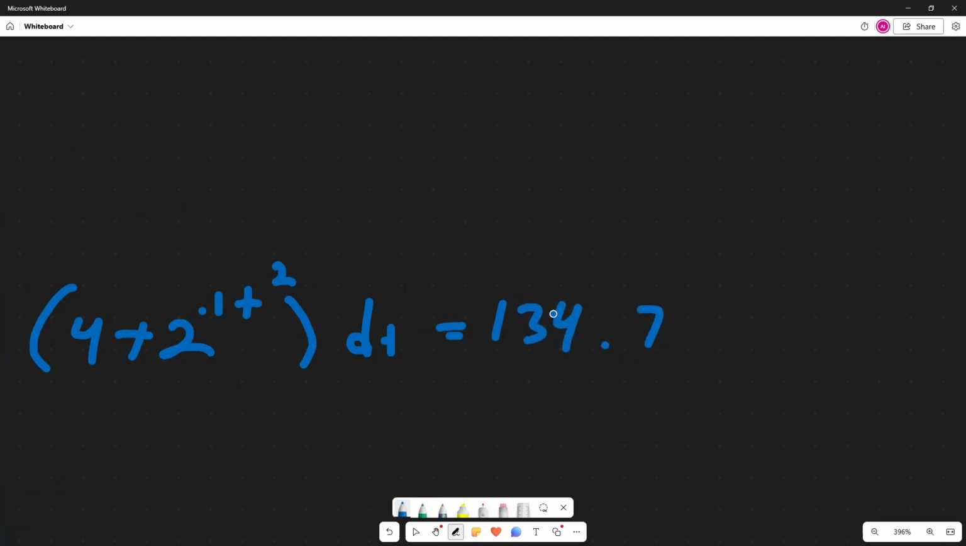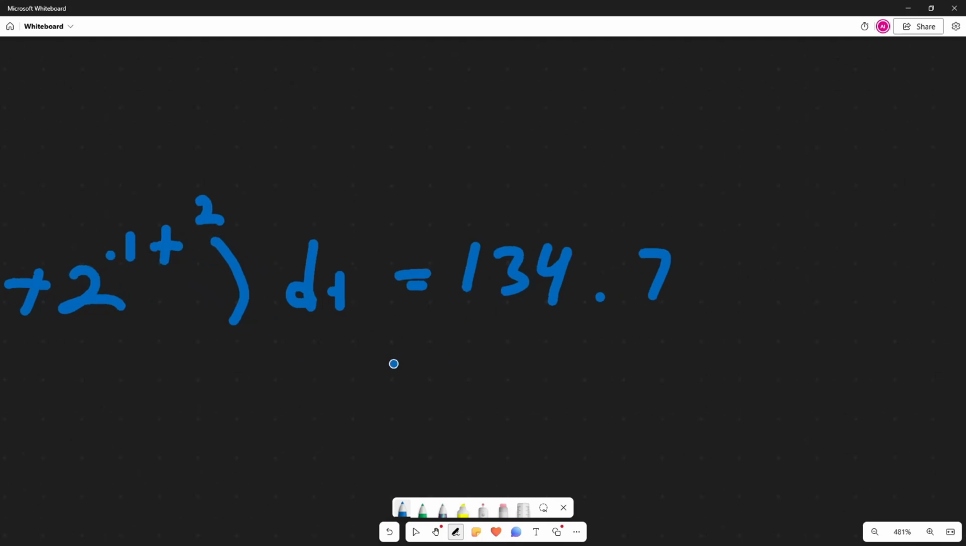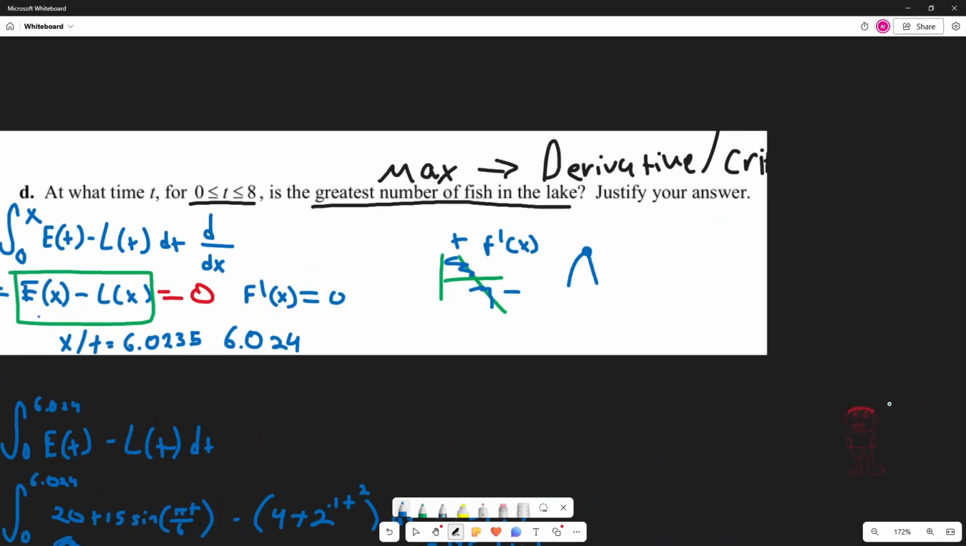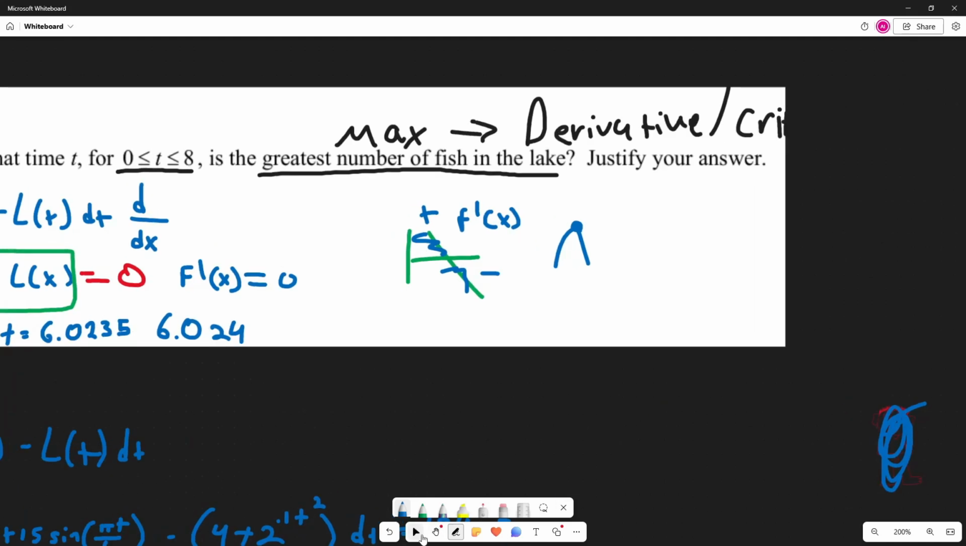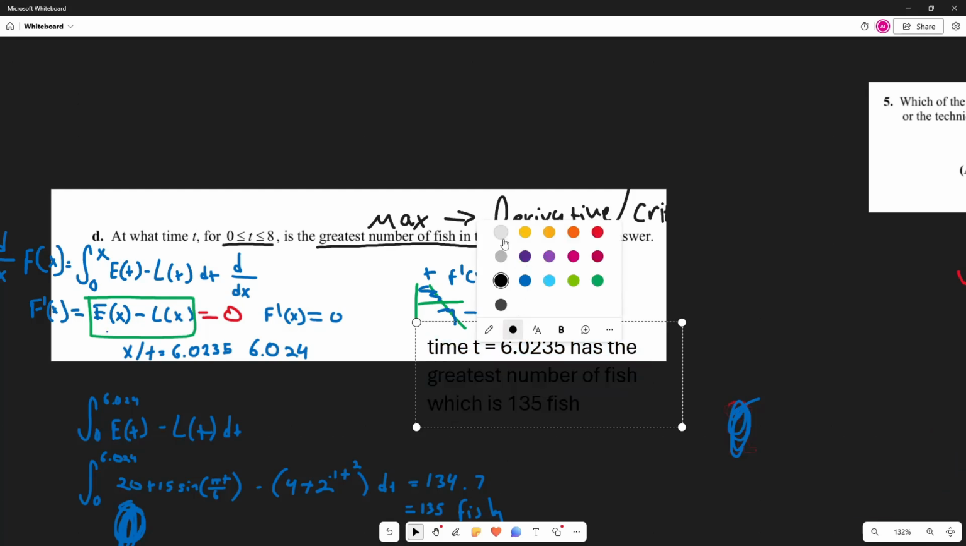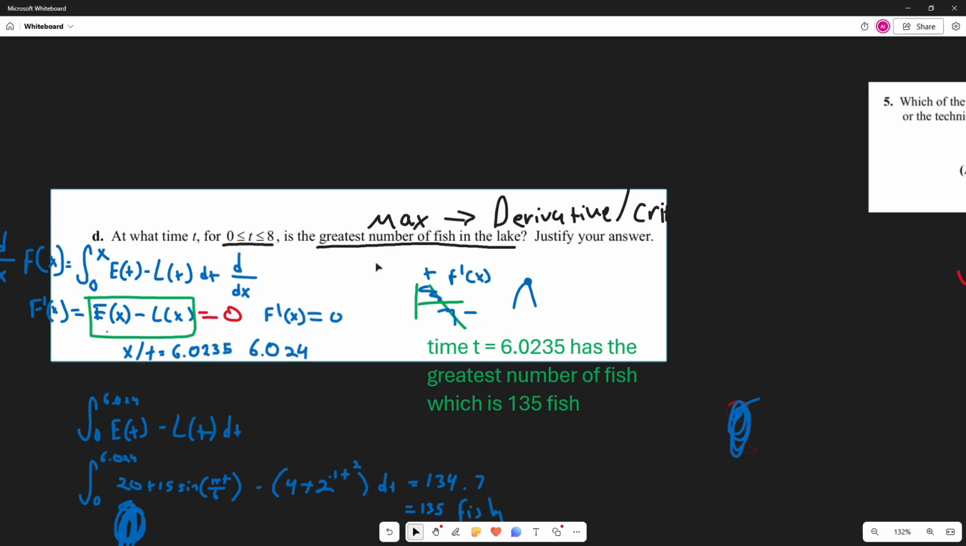Let's see. It says that the answer is 134.7, and I'm just gonna round that to the nearest whole number, so 135 fish. When you want to write that out, since it's an FRQ, all you want to do is say time t equals 6.024 or 6.0235 has the greatest number of fish, which is 135 fish, something like that. I don't know, but that should work out. So yeah, that's really it.